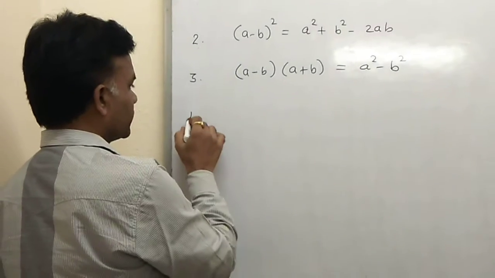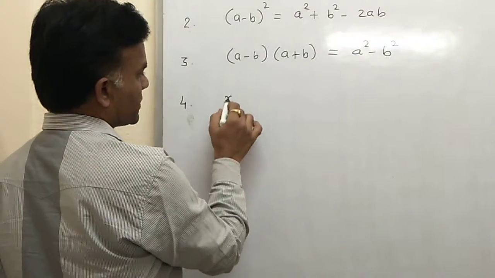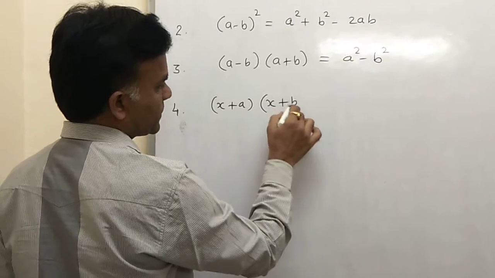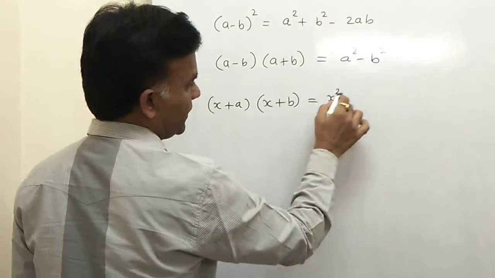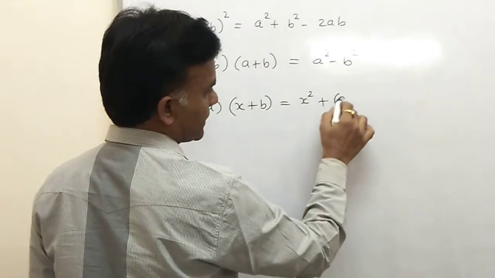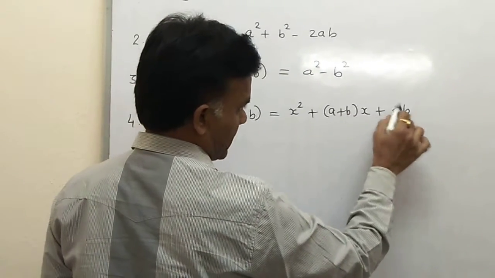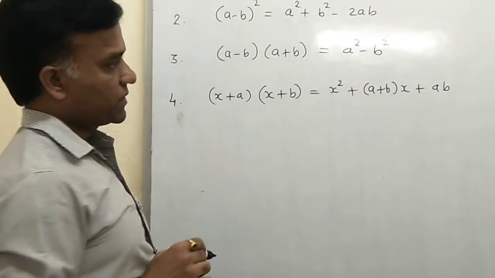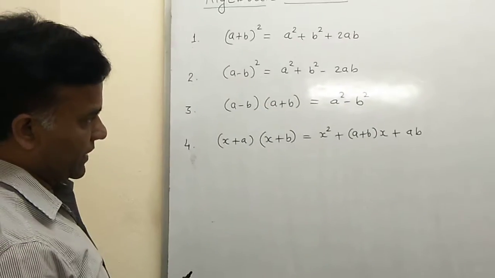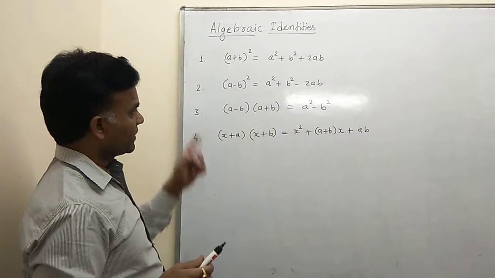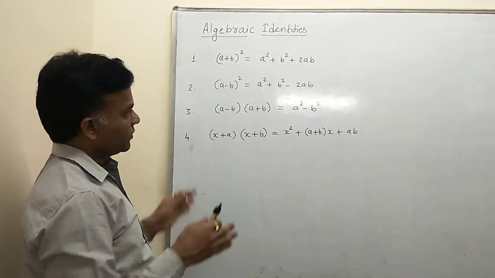Now the fourth one: suppose there are two algebraic factors, x plus a and x plus b, which is x square plus a plus b of x plus ab. In these four identities, they are related to two elements. They are like binomials here. We have a and b only, and now we expand it.